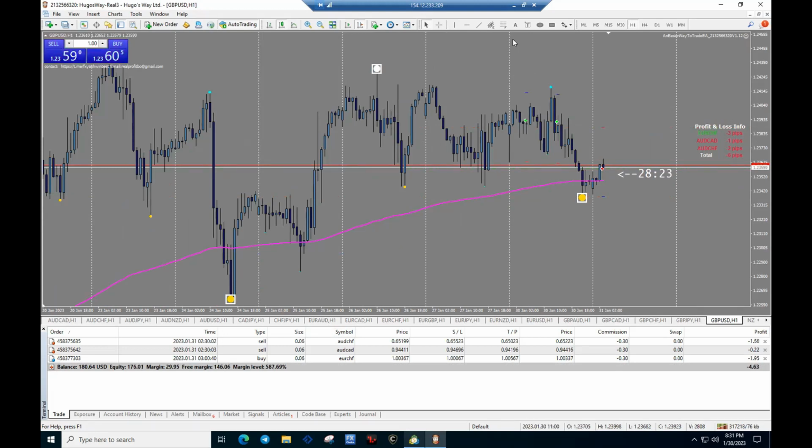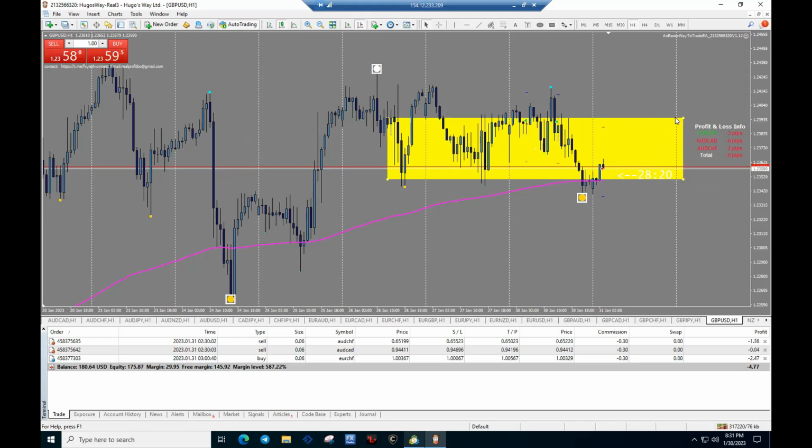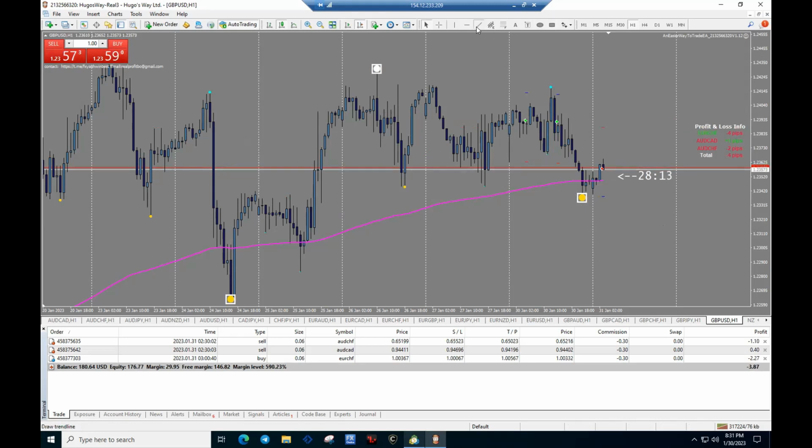You see how easy that is? If you can't draw a trend line that's creating higher highs, higher lows, or lower lows, lower highs, you just close it. It's that simple.